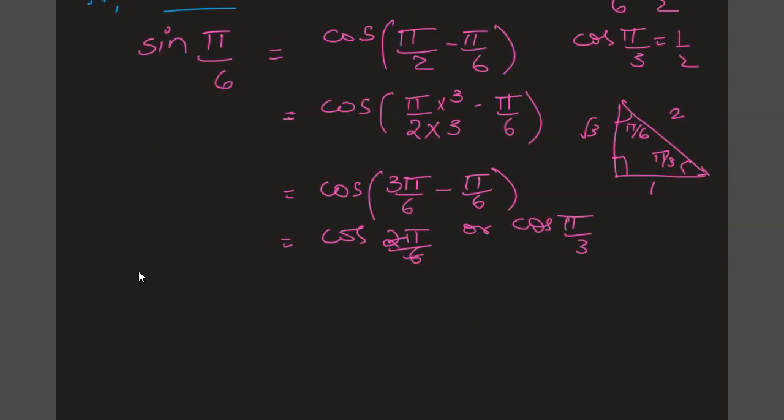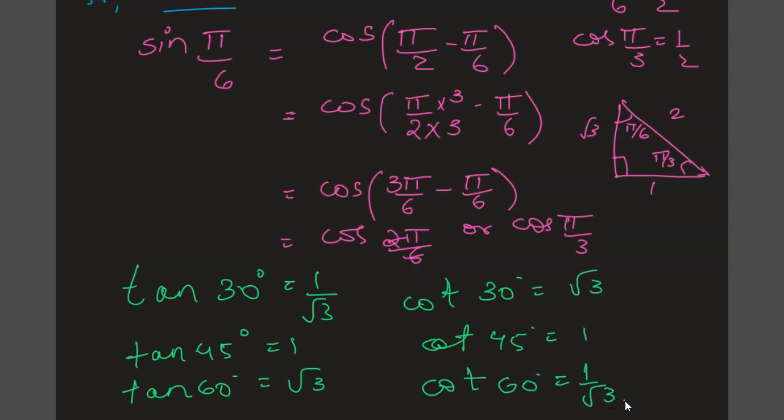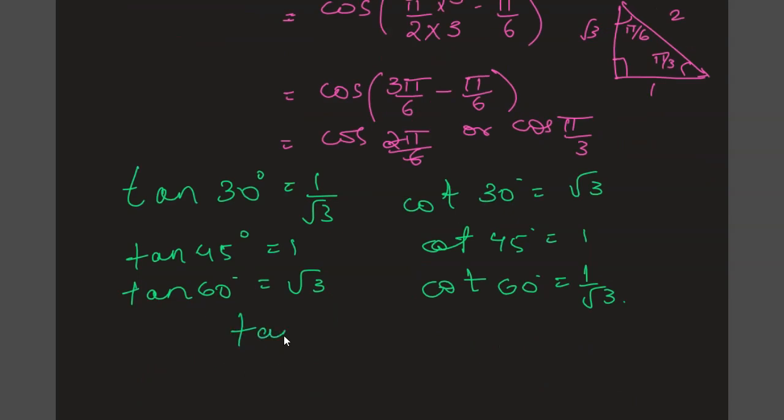Similarly, if we compare our tan and cot values, tan 30 is 1 by root 3, tan 45 is 1, and tan 60 is root 3. And we see cot 30 is root 3, cot 45 is 1, and cot 60 is 1 by root 3. So from here we get that tan theta is the same as cot pi by 2 minus theta.